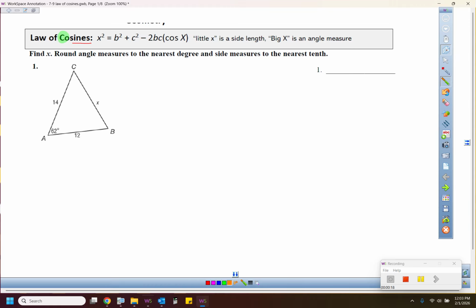So in this triangle right here, can you see they gave me more than one side length? And it's not a right triangle, right? If it was a right triangle, we would use SOHCAHTOA. SOHCAHTOA is so much faster than this. So here's what we got right here.